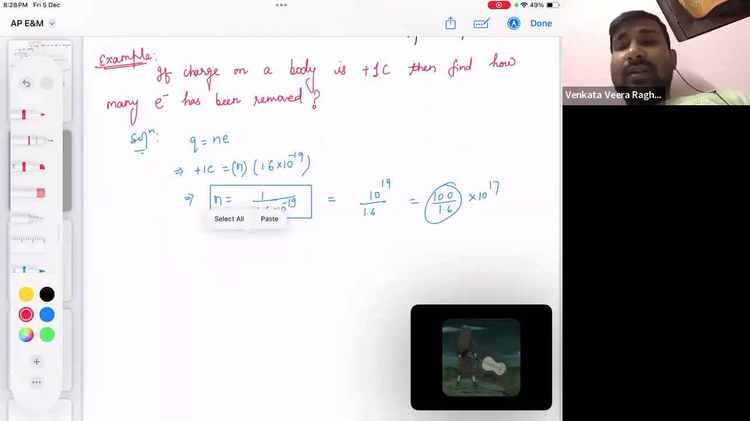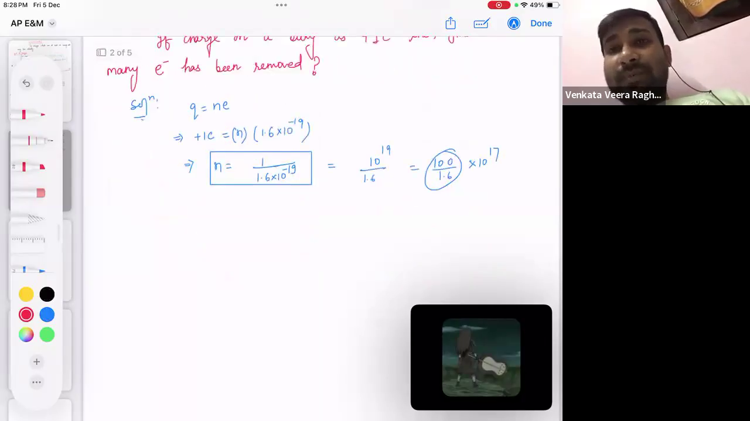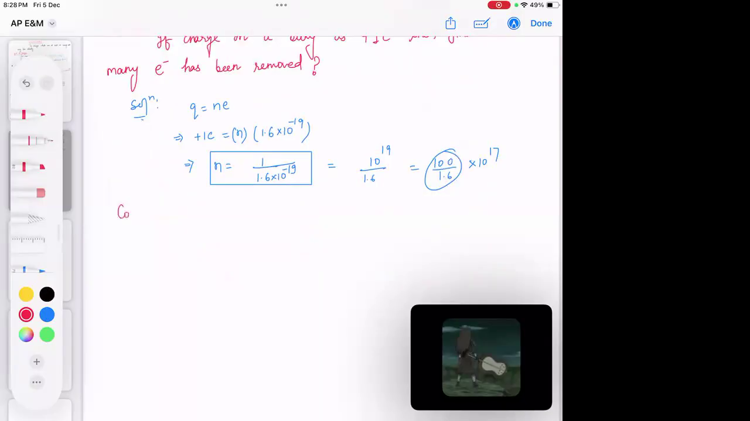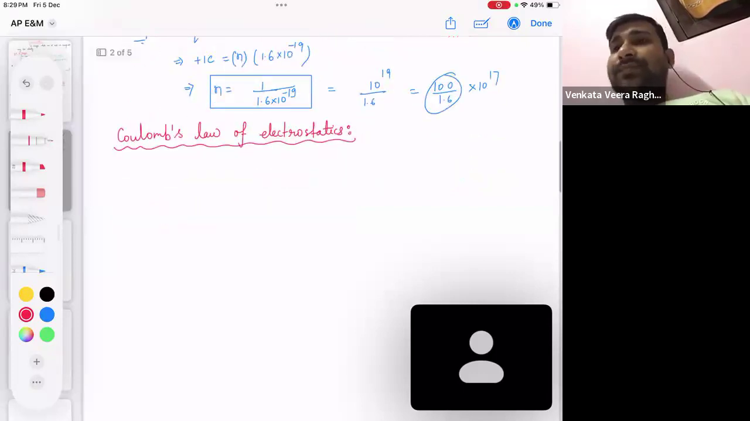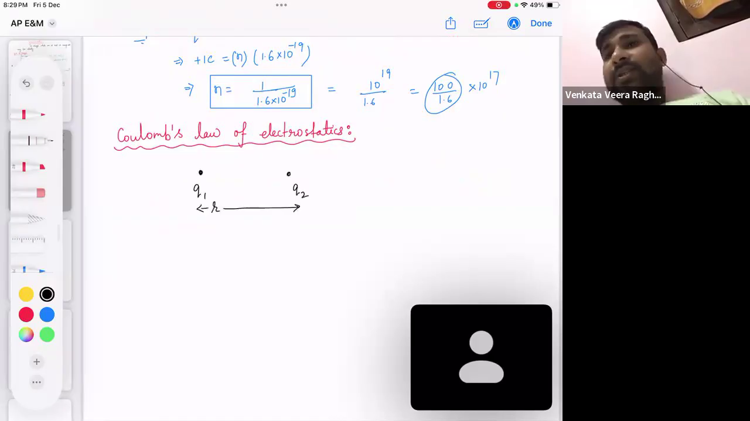Can you tell me what is the law we have for the force between two charged particles? Coulomb's law. It is called Coulomb's law of electrostatics. So what it says is that if we keep two charged particles, let's say this is the Q1 charged particle, this is another Q2 charged particle, and they have been kept at some distance r from each other.